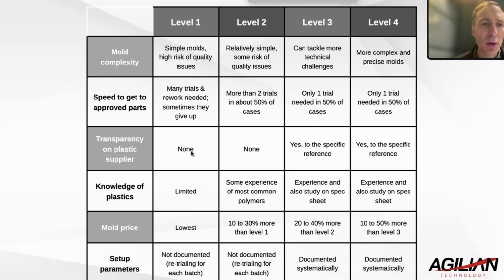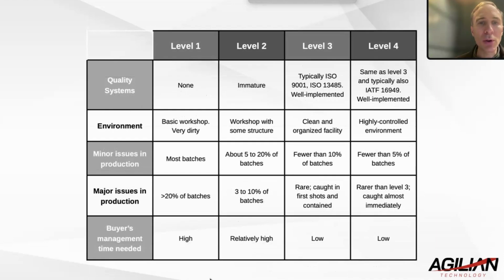Not much transparency on what plastic suppliers they source the polymers from, limited knowledge, poor documentation. I'm going to keep going first so you can see level 1. Quality systems, forget it. They might not have a single quality control employee, nothing, no structured processes. Basic workshop, sometimes dirty, sometimes very dirty. Sometimes you have the dog and so on right there.